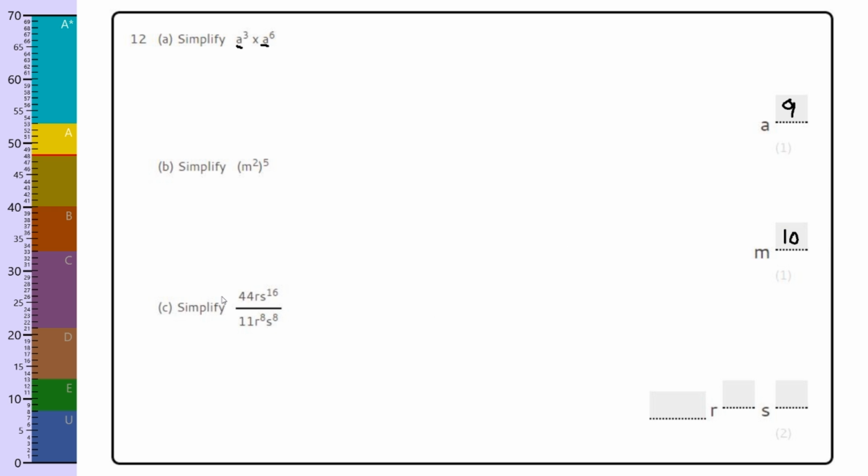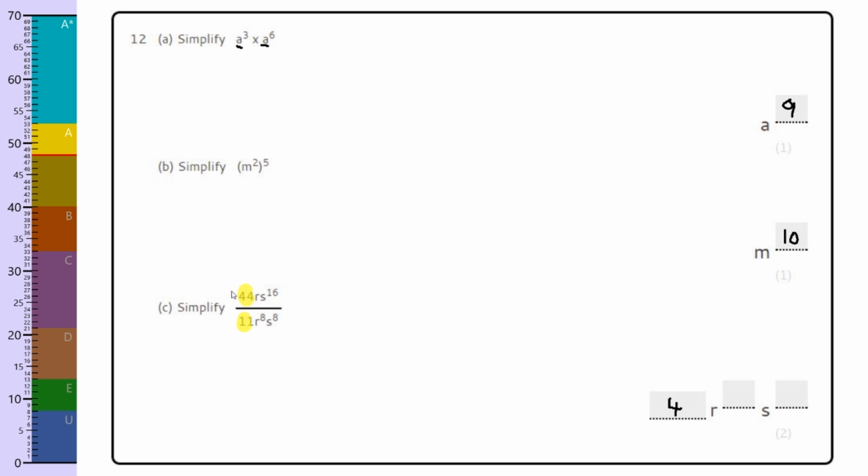Now with this one, people really struggle on this one. Break it up into sections. I'll use the highlighter. I'm only going to look at the 44 and the 11, and I'm going to ignore everything else. So 44 divided by 11, we know is going to be 4.